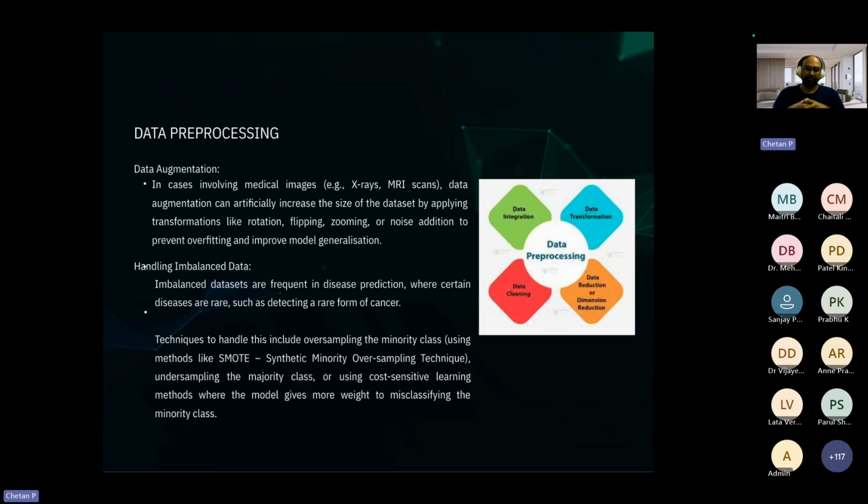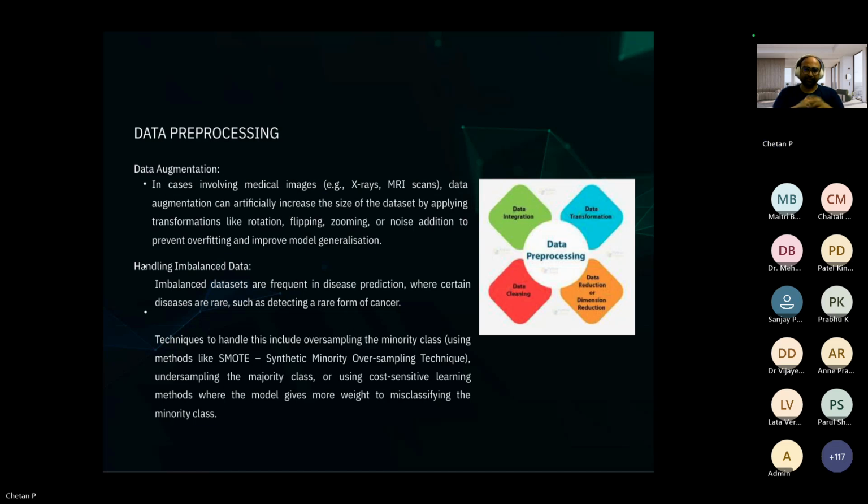What different kinds of techniques are there? Like flipping, zooming, rotating, noise addition. So these are the different things that you can add to your images. So you will have a diverse set of data sets. Imbalanced data sets, that is very critical to handle.